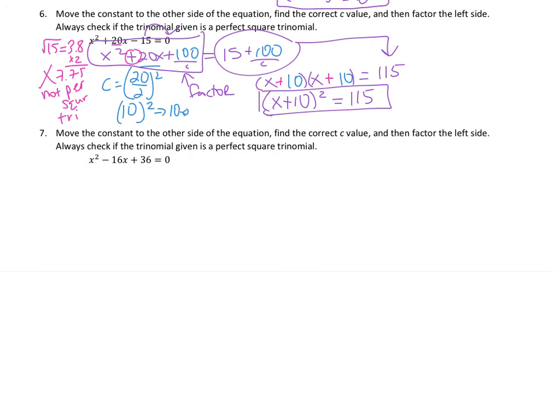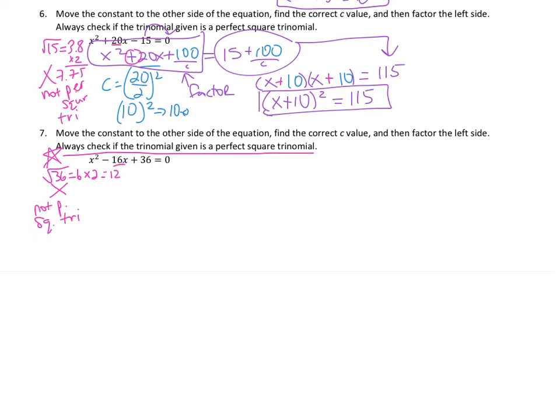All right, so what I want you to do is check to see if this trinomial that we were given is a perfect square trinomial. So I want you to do that first. All right, so you should have taken the square root of 36, which is 6. If we multiply that by 2, we get 12, which is not equal to our b value, so it's not a perfect square trinomial.